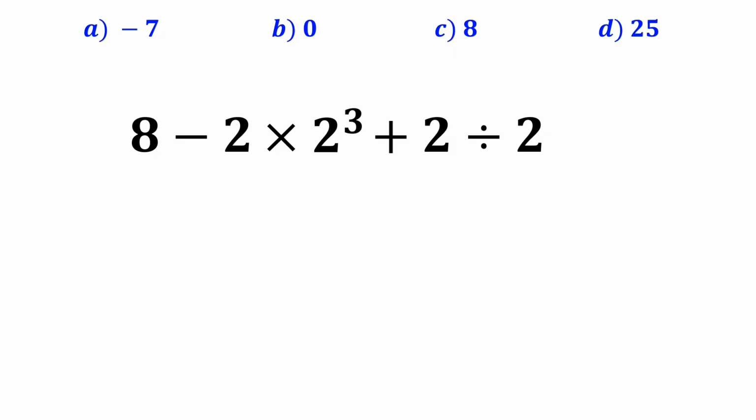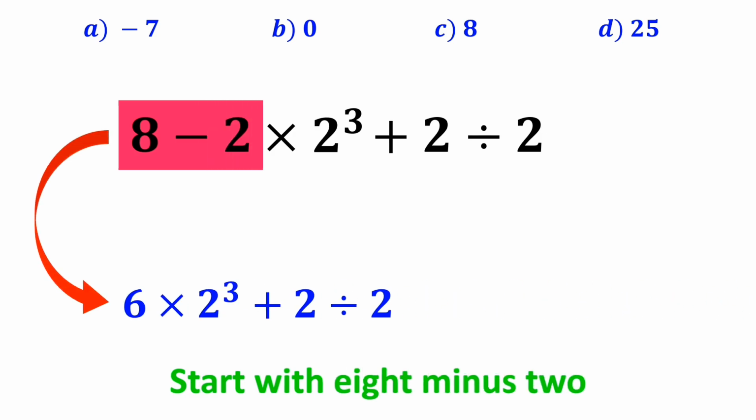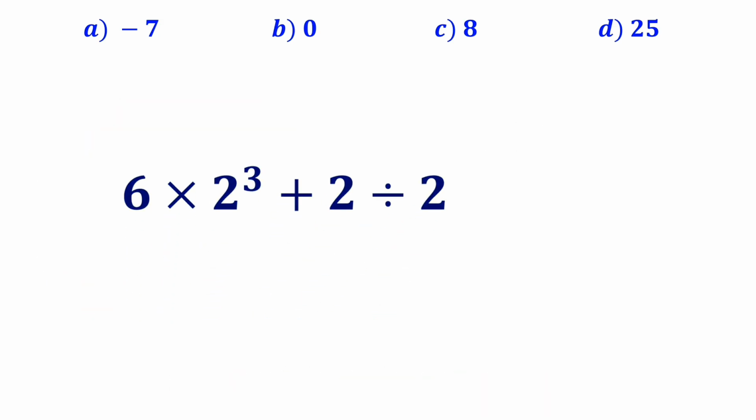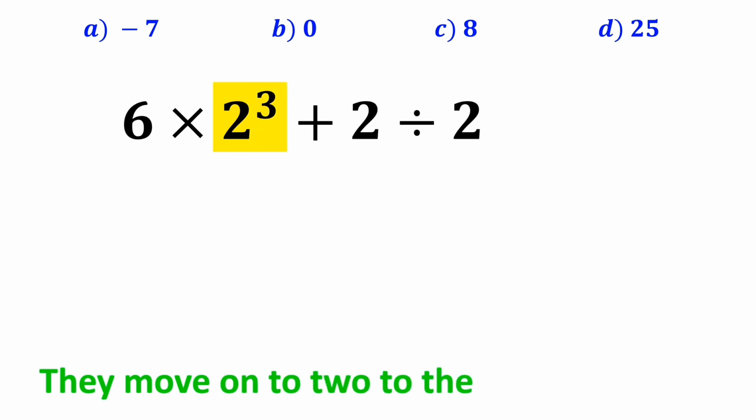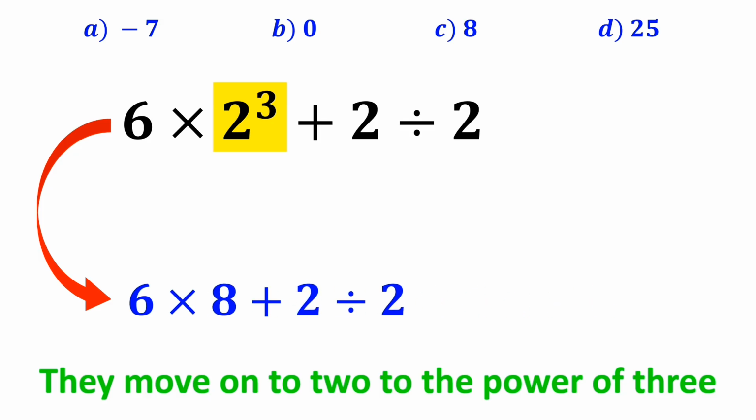Many people, when solving this question, start with 8 minus 2 and write this expression as 6 times 2 cubed plus 2 divided by 2. Then they move on to 2 to the power of 3, which I have highlighted in yellow, and replace this expression with 6 times 8 plus 2 divided by 2.